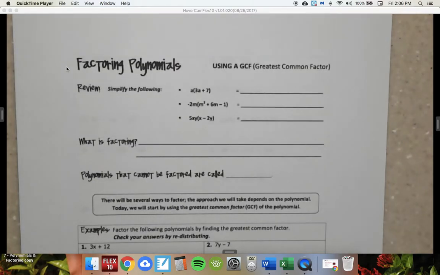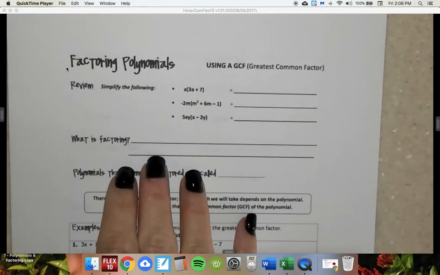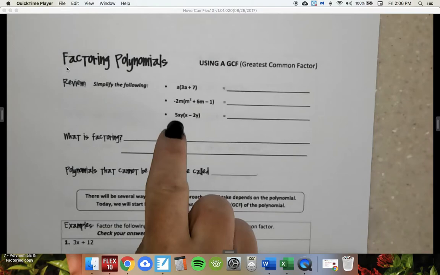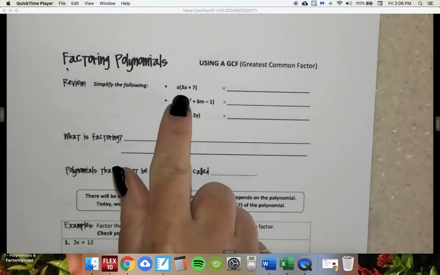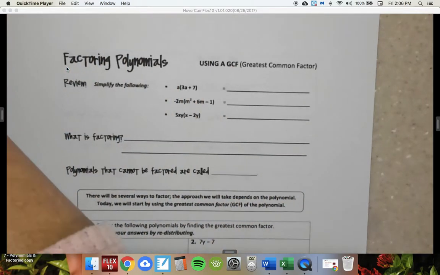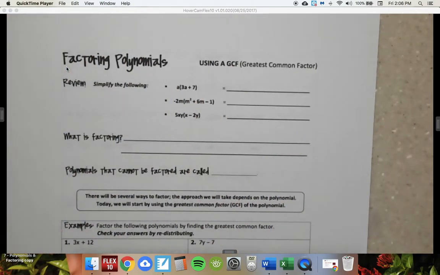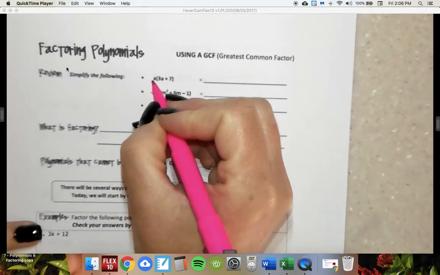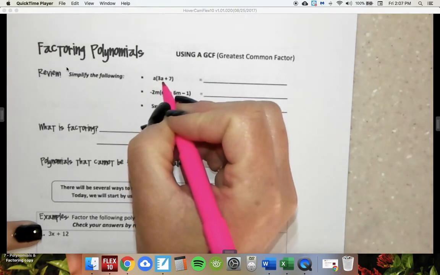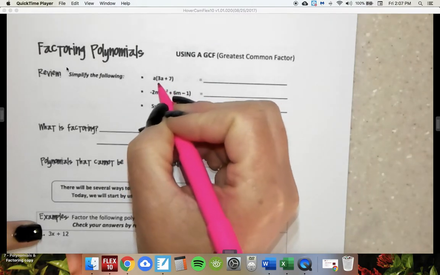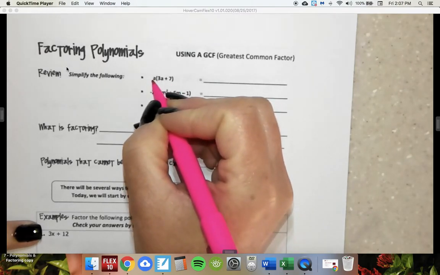All right, starting off with factoring polynomials. They want to do a quick review of multiplying and distributive property, so let's run through that quick. Let's just review. Do you remember how to take a times the quantity or the sum of, in this case, 3a plus 7? So you're taking a little monomial times a binomial here.